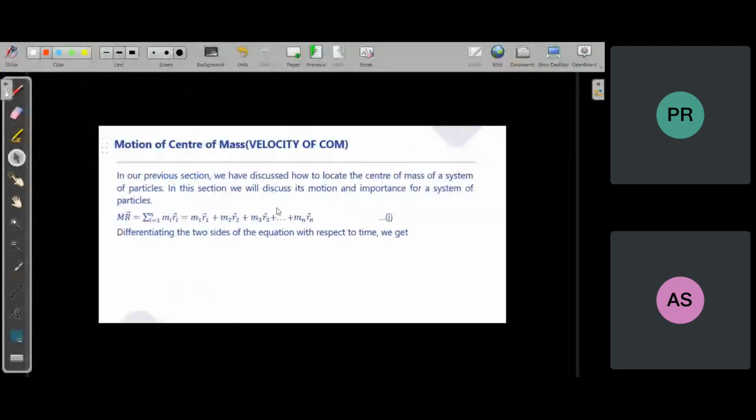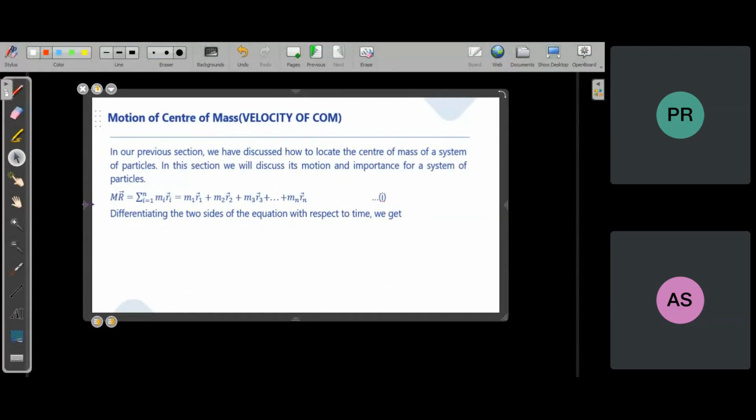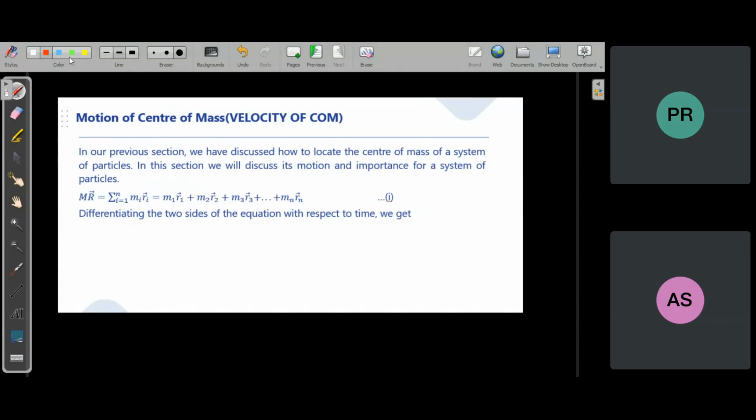So if center of mass is moving, then you will have to find the velocity of center of mass. Now you clearly know the formula of position vector of the center of mass. From the formula of velocity, we already know that velocity is nothing but dr by dt. So here you have to find velocity of center of mass. That will be also rate of change of position vector of the center of mass.